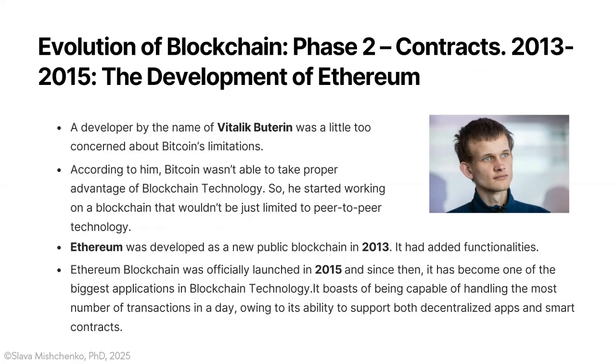Let me put this all in perspective. Suddenly, we had a blockchain that could handle an enormous number of transactions per day and support both decentralized applications and smart contracts. And in my experience, I found that Ethereum's emergence represents a crucial turning point because it demonstrated that blockchain technology could be used for virtually any type of digital interaction, not just financial transactions. And this is why I consider it the second major phase in blockchain evolution.